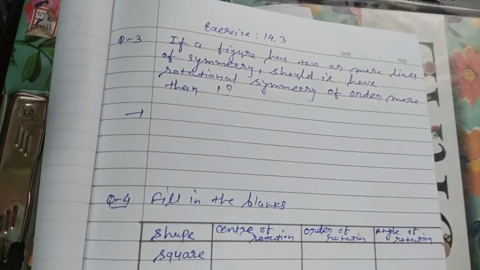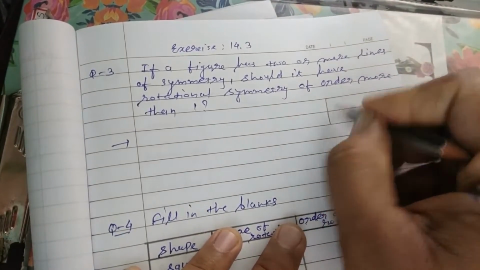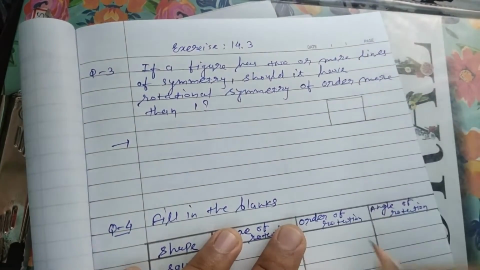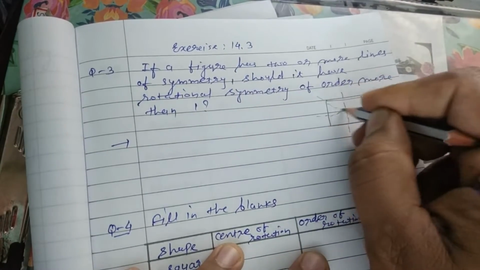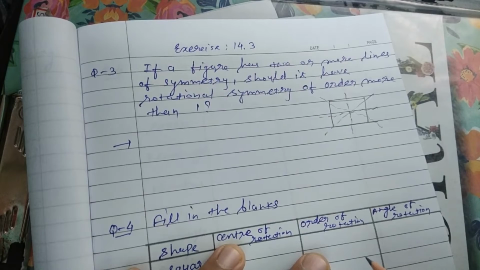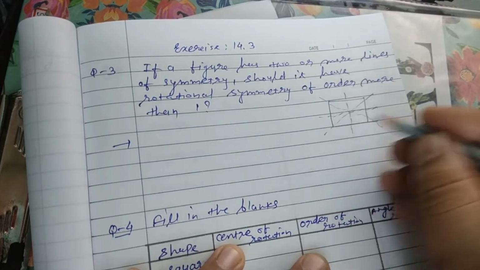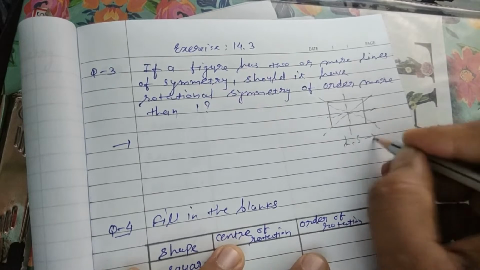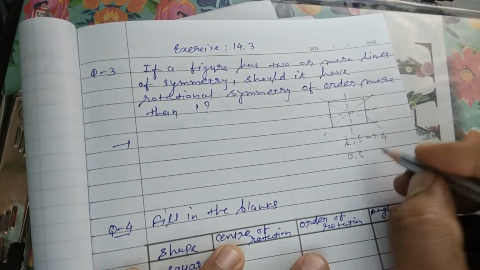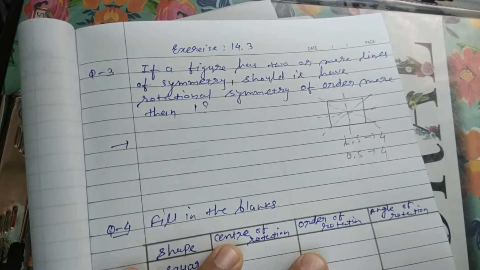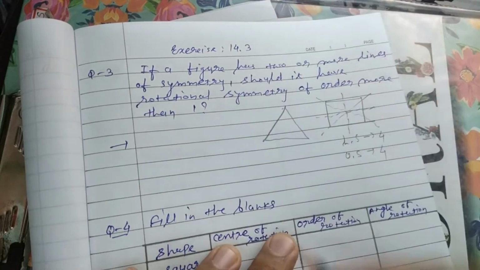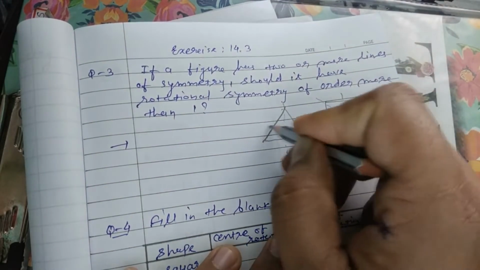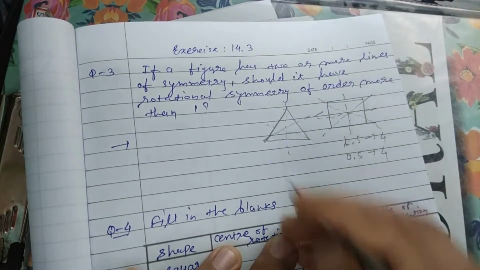So the answer is yes. As we have discussed earlier, I am just making a rough sketch of a square. A square has 4 lines of symmetry, and the order of rotational symmetry is also 4. In other shapes also, for example an equilateral triangle, we have seen it has 3 lines of symmetry and the order of rotational symmetry is also 3.